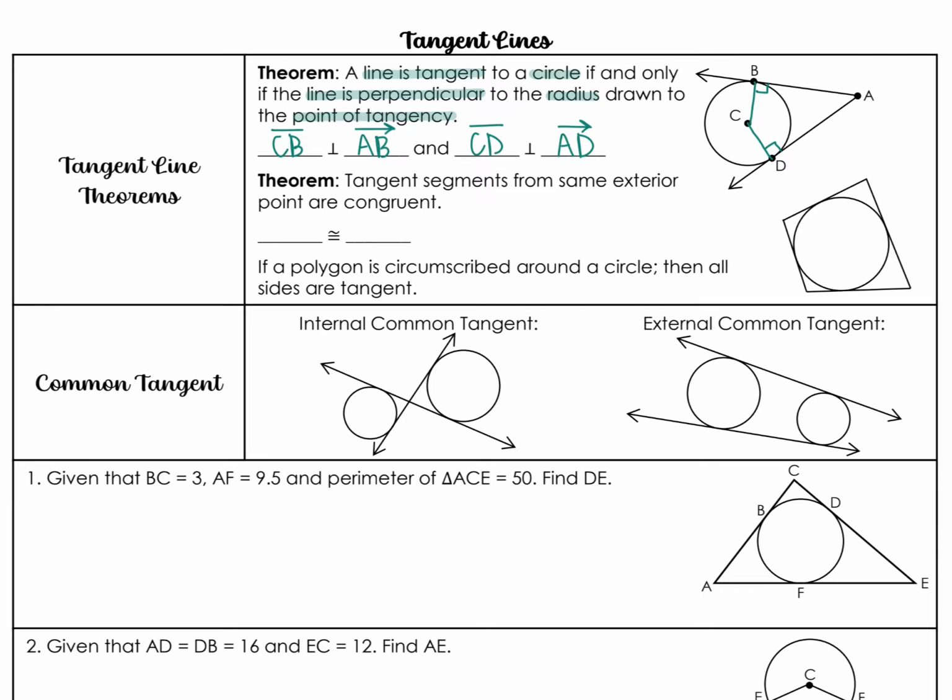Okay, and then moving into our second theorem, we have tangent segments from the same exterior point, so outside of the circle, are going to be congruent. Okay, and so what we're saying here, using this picture, is since we have this exterior point A, from A to that point of tangency D, that segment would be congruent to A to the point of tangency B over here. And so we're going to write AB is congruent to AD.